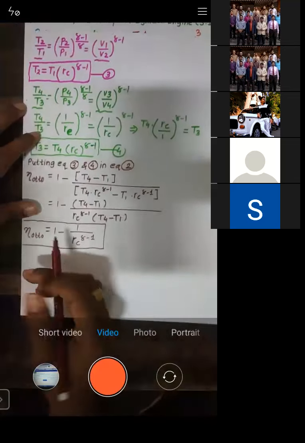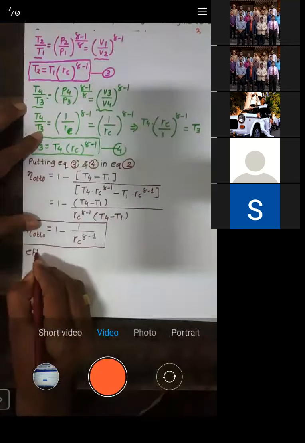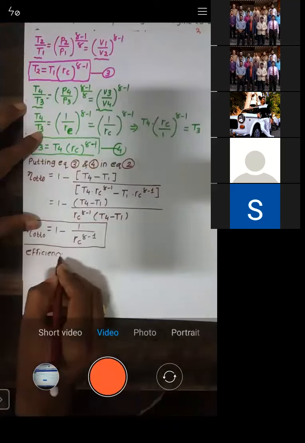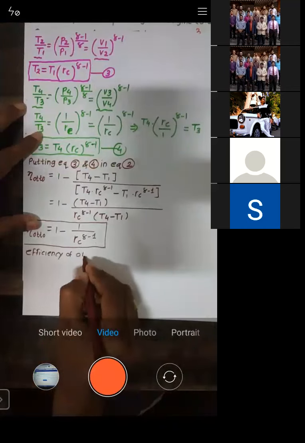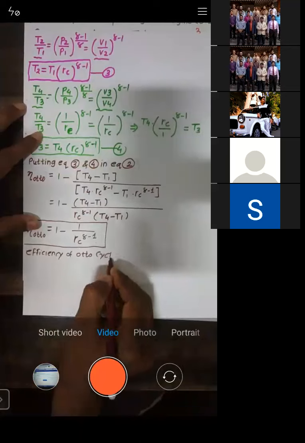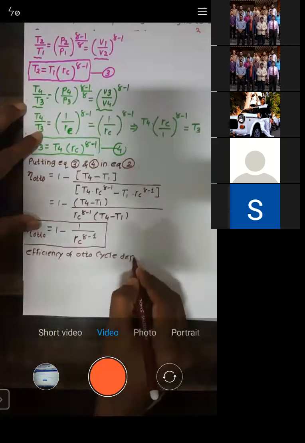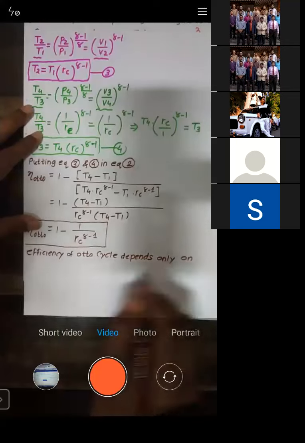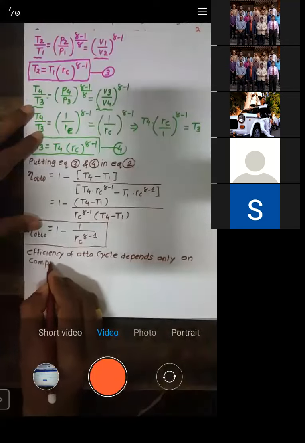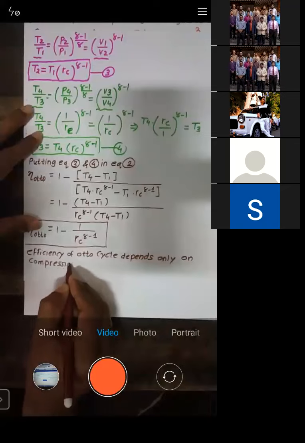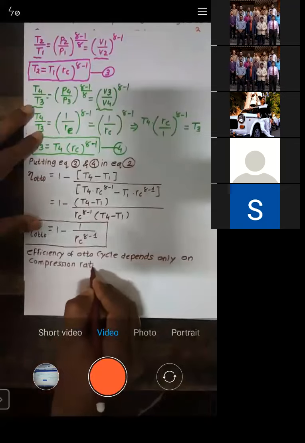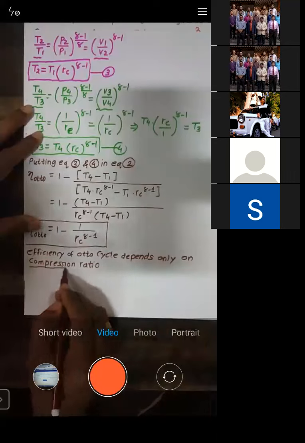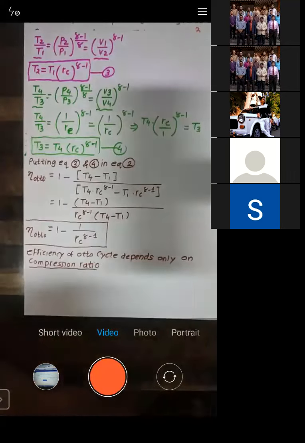So here I will mention: efficiency of Otto cycle depends only on compression ratio. Efficiency of Otto cycle depends only on compression ratio.